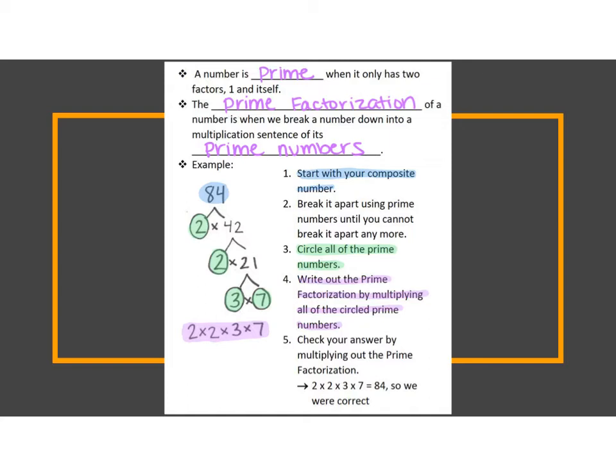Lastly, we can check our answer by multiplying out the prime factorization. If we were to multiply 2 times 2, we'd get 4. Multiply that by 3, we get 12. 12 times 7 is 84, so we know we're correct.